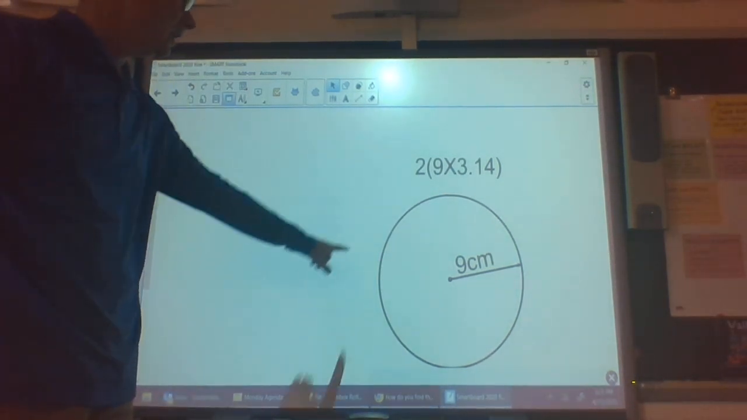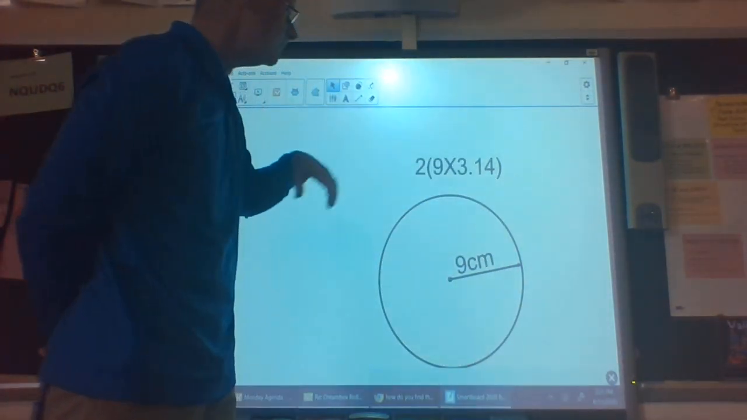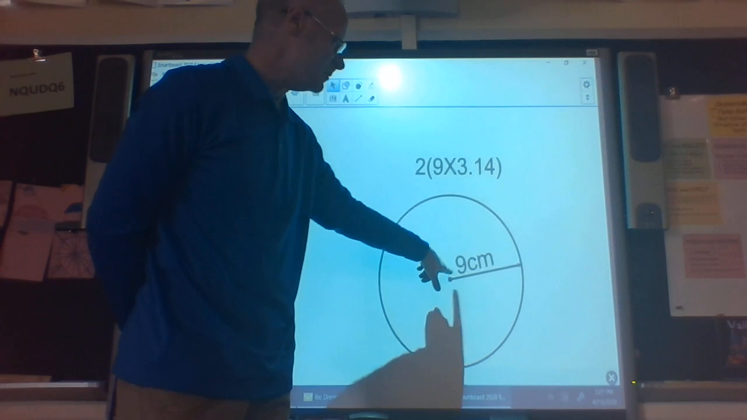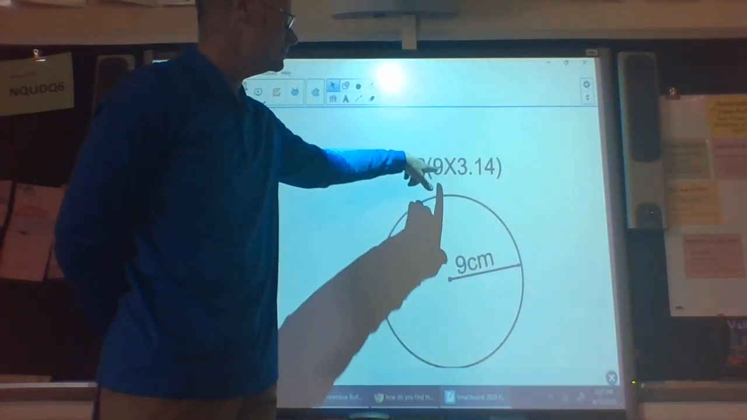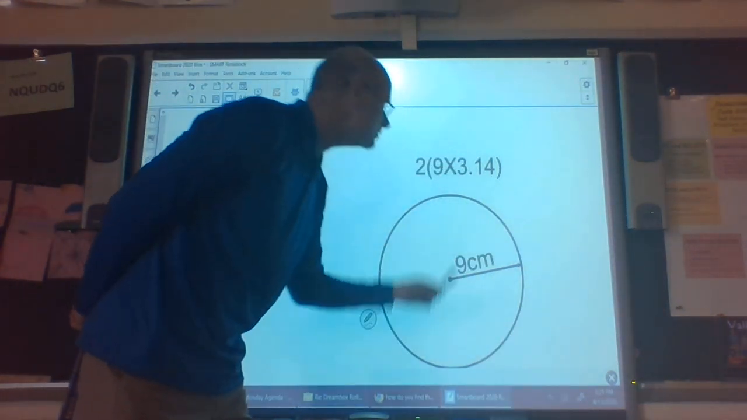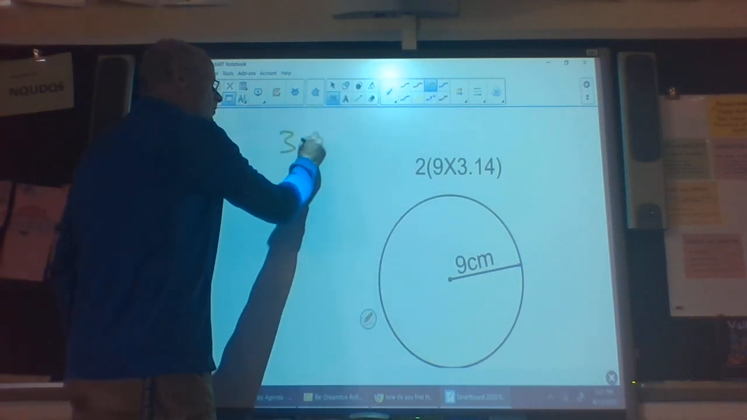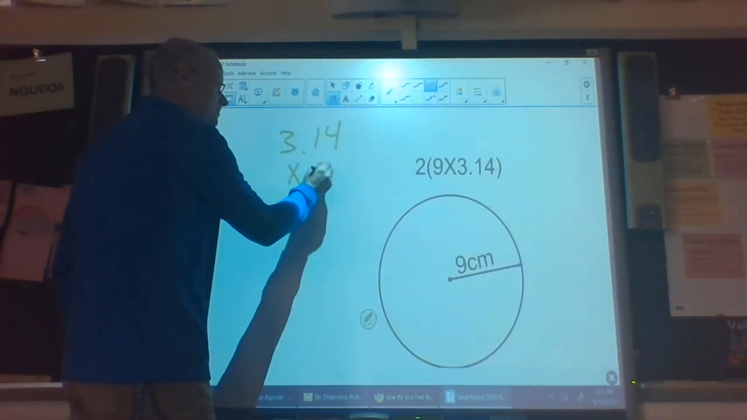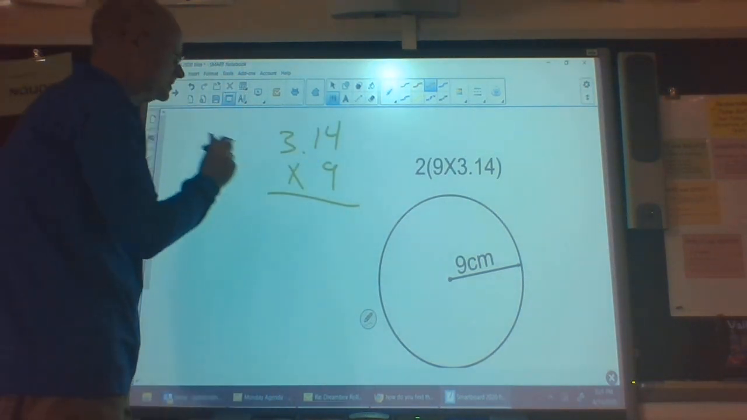Okay, here we go. I found this circle. I want to find the distance around the outside, which is the circumference. And my radius is 9. So I'm going to have to do 2 times 9 times pi. So I'll start out with the 9 times pi. So 3.14 times 9. 9 times 4, 36.